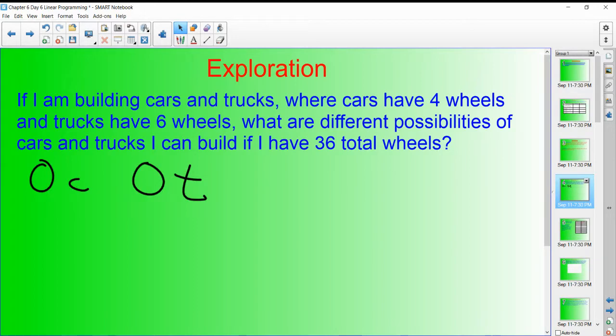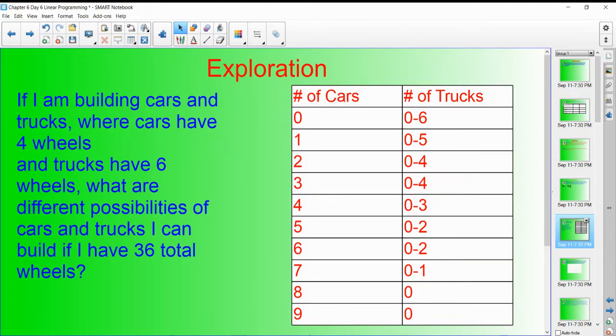Okay, so you should have a few of them written down. Here's my table. So I can build 0 cars and 0 trucks, like I said. I can also build 0 cars and 6 trucks, because 6 trucks times 6 wheels is 36 total wheels. I used all the wheels. There's many options in between where I can use 8 wheels because I can make 2 cars, and then 4 trucks would be 24 wheels, and I would use almost all of the wheels.